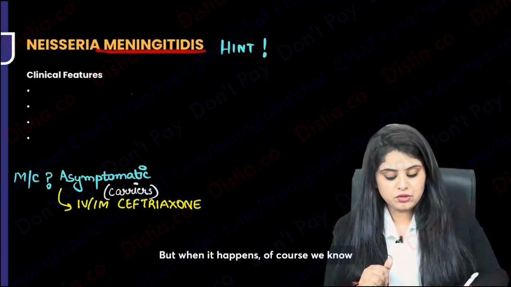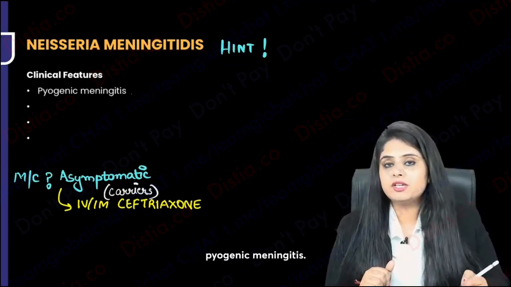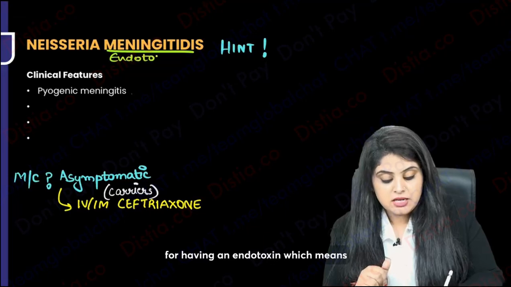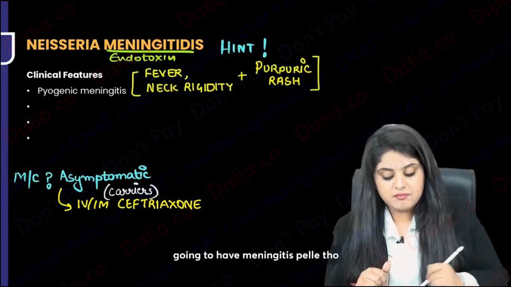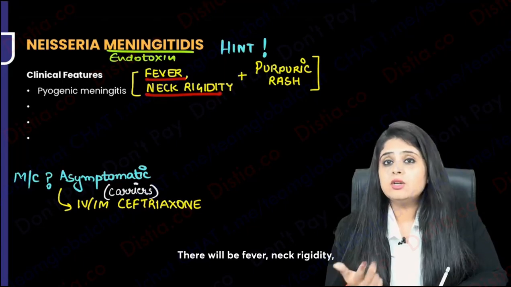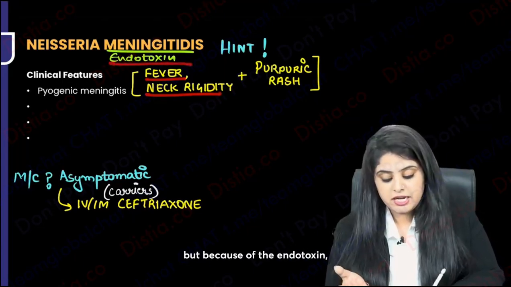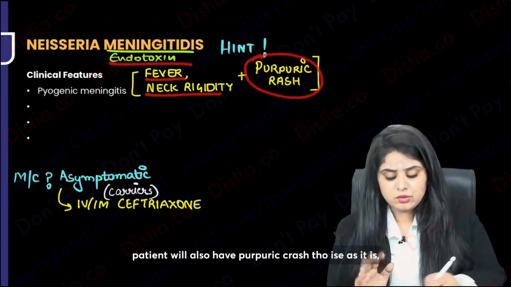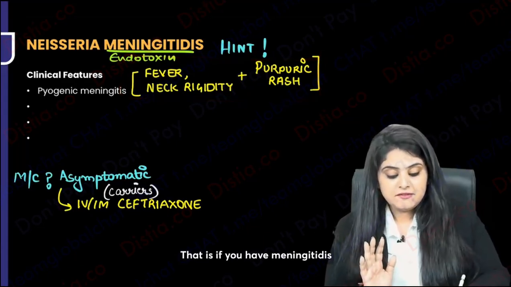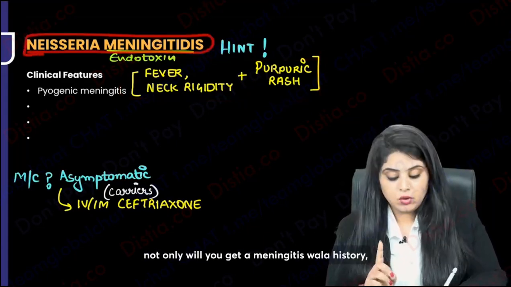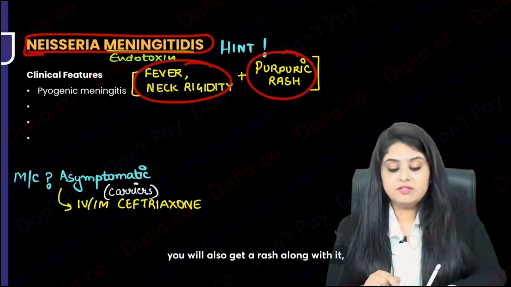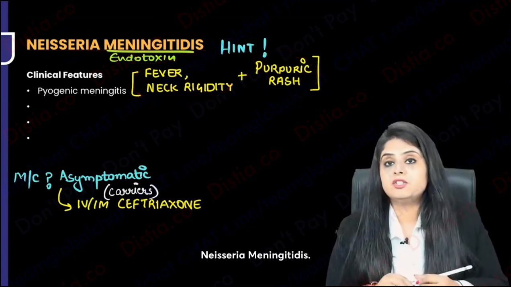But when it happens, of course, we know this is going to result in meningitis, pyogenic meningitis. But also remember, this is very, very famous for having an endotoxin, which means that not only are the patients going to have meningitis. Pehle to tell me meningitis mein kya hoga? There will be fever, neck rigidity, all these signs will be positive. But because of the endotoxin, patient will also have purpuric rash. So isse aise as it is. Pick up this line and embed it into your brain. That is, if you have meningitis, not only will you get a meningitis wala history, you will also get a rash along with it, and that is when you suspect Neisseria meningitis.